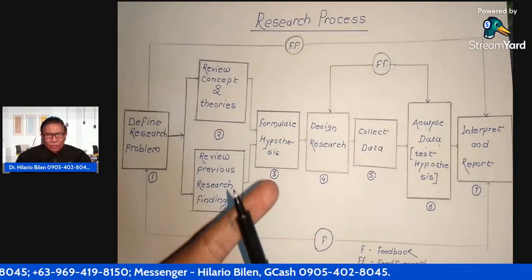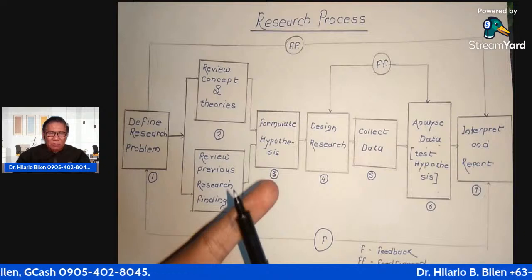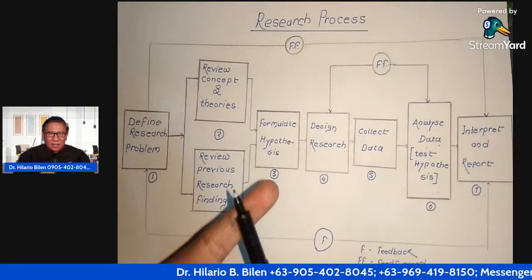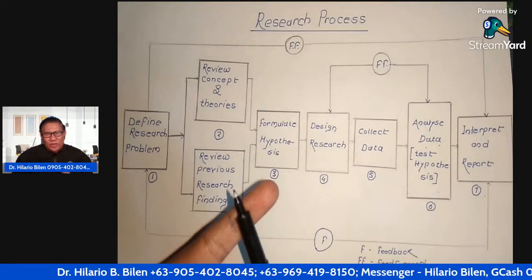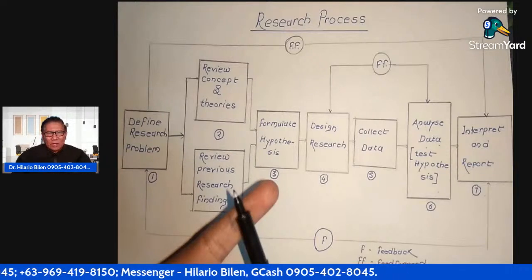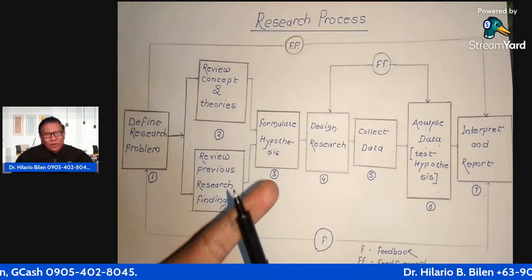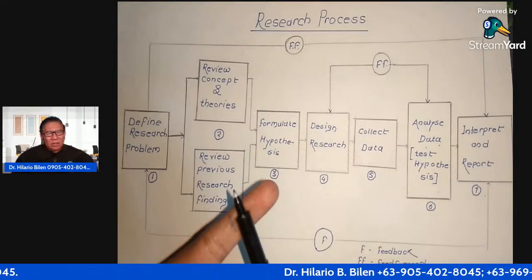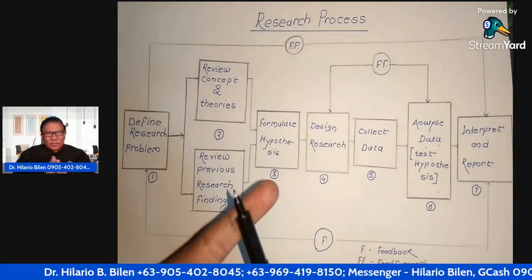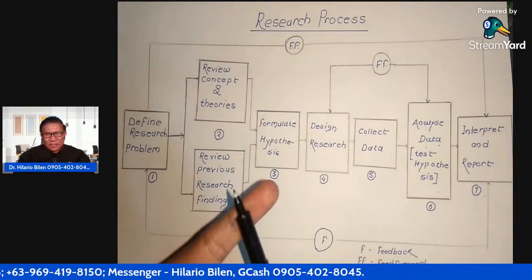Now, we have the so-called chapter two. We call that the review of related literature and related studies. Don't forget the word related. You have to review previous writings, previous findings on some of the theses before, and you must review their concepts and theories. Okay, that is number two in the research process.